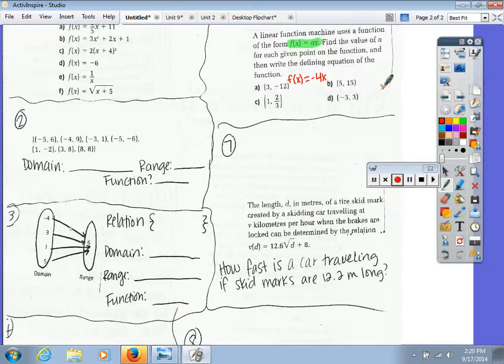Miss Gabby. F of x equals what? 3x. Raise your hand if you agree with her. Anybody disagree with her? What do you think it should be? Okay.